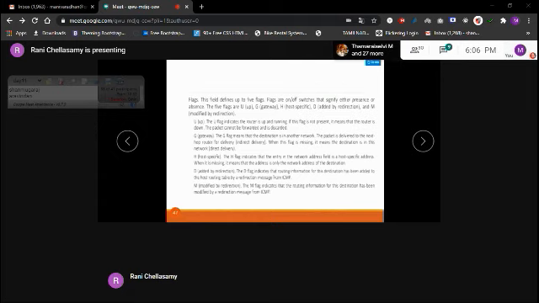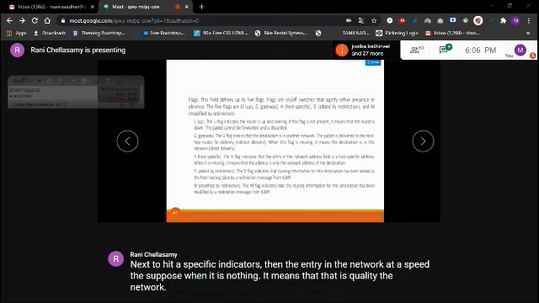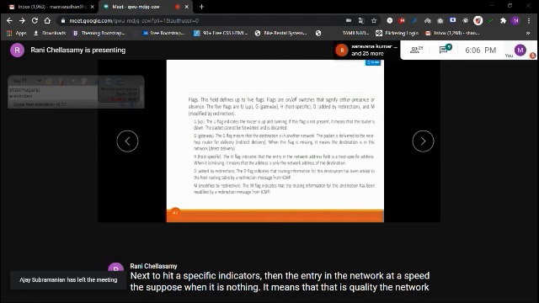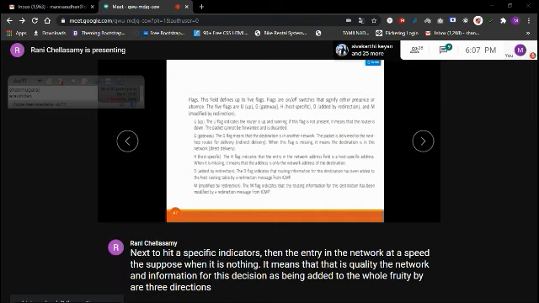Okay. Next, H, host specific, indicates that the entry in the network address field is the host specific address. When it is missing, it means that the address is only the network address of the destination. Okay. And D is added. D indicates the routing information for this destination has been added to the host routing table by a redirection message from the protocol, that is ICMP.